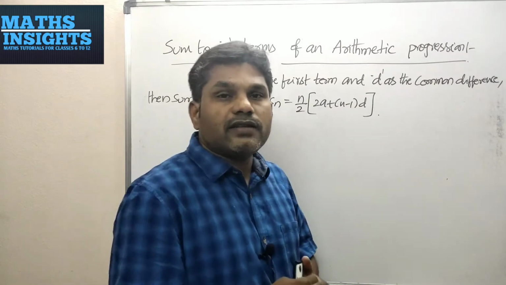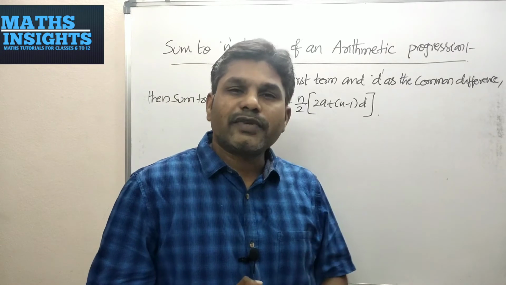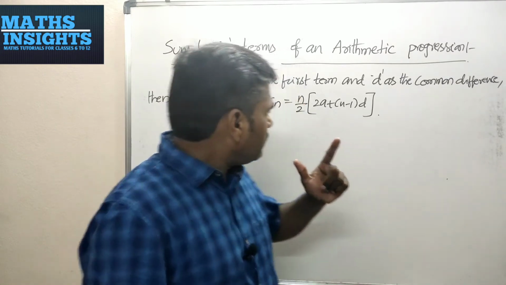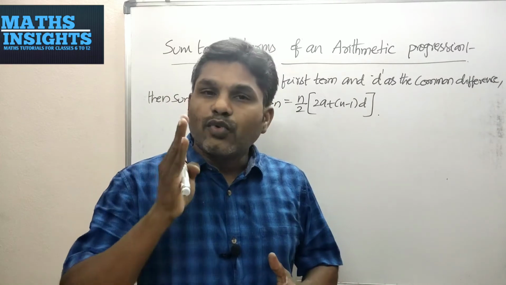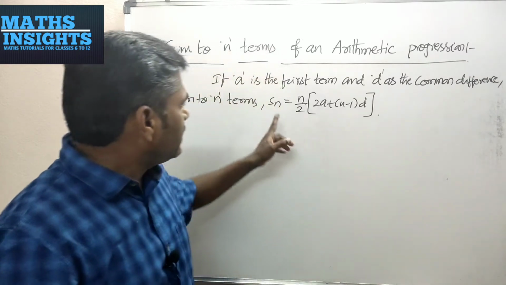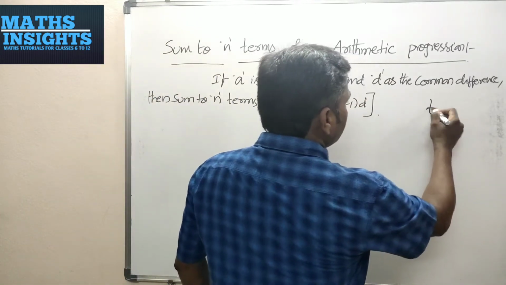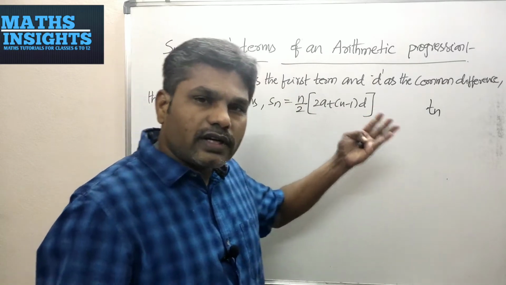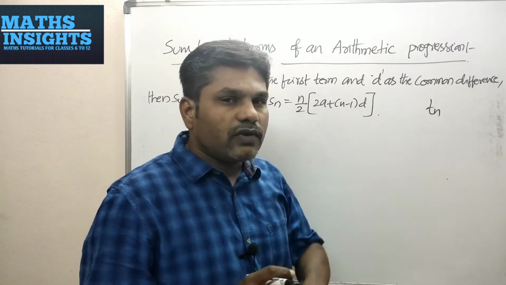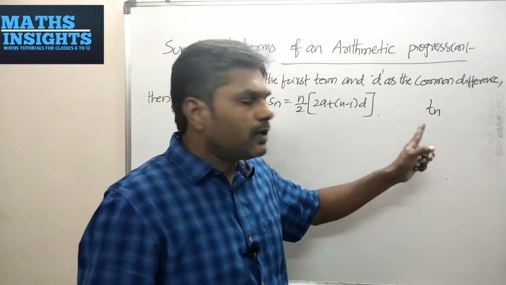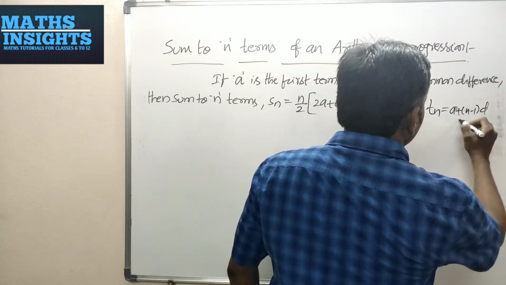If a is the first term and d is the common difference of any arithmetic progression, then the formula for finding the sum of particular terms of the progression is Sn. Generally Tn is the term number. If you put n equals 1 you get t1, n equals 2 you get t2, so you find particular terms by using tn, and you know tn is equal to a plus n minus 1 into d.